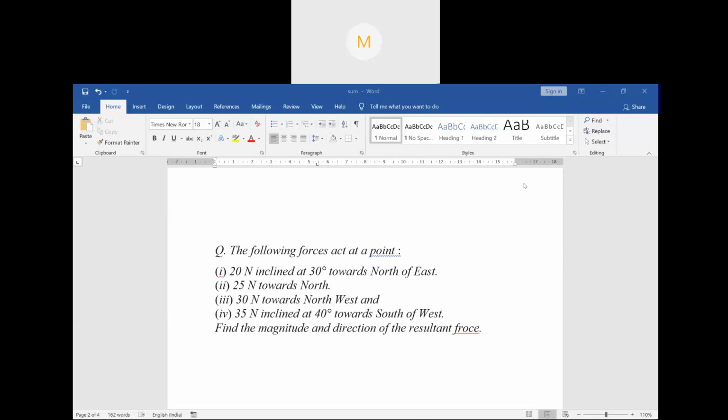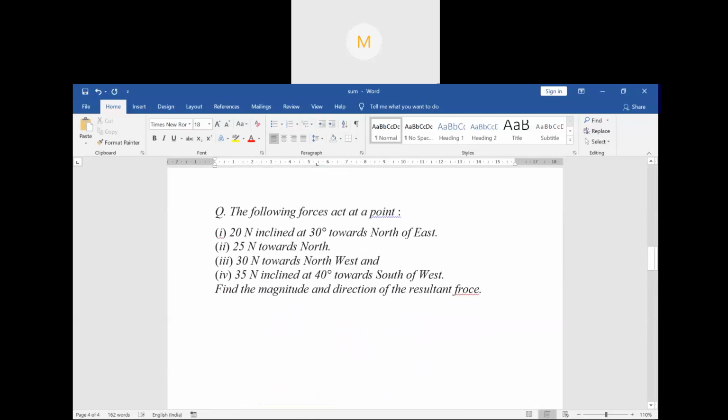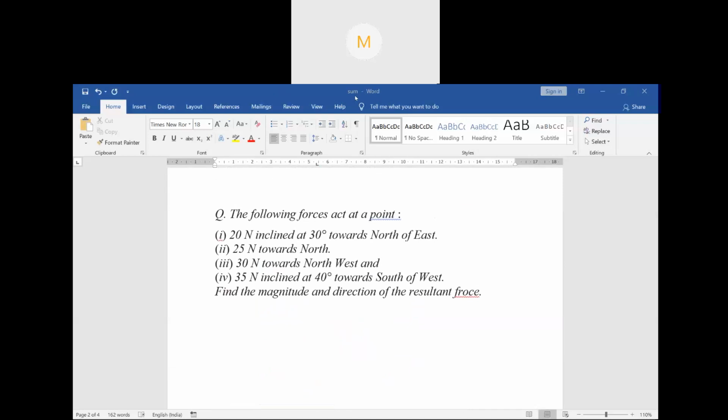Can all of you see it? Can all of you see the screen, students? Hello, hello. Okay, so try to solve the numerical now.